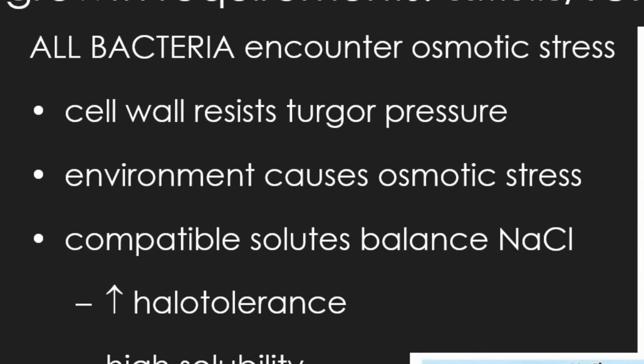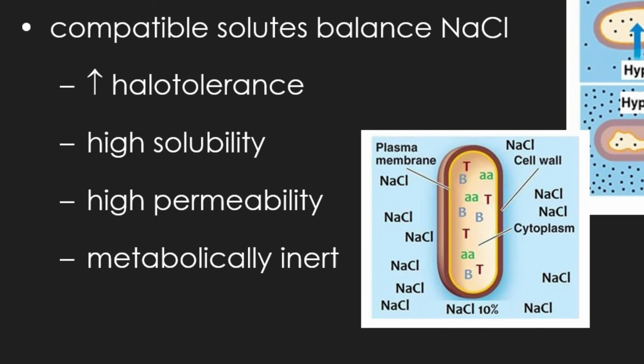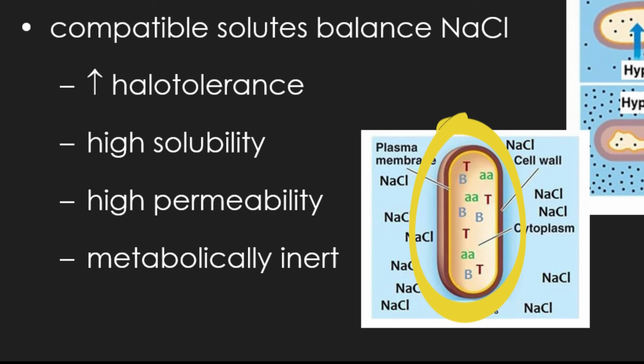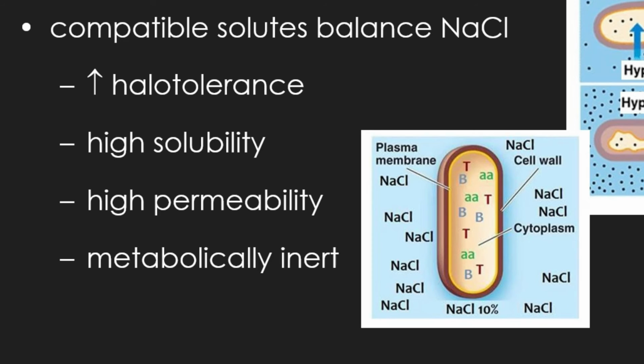So in order to do that, cells will make what are called compatible solutes. And compatible solutes increase the halotolerance of the cell. And they have to have a couple of traits in order to make them work. Number one, they have to have a high solubility in water. So you have to be able to have a lot of these compatible solutes inside the cell that can be dissolved in water. They also need to have a high permeability so that if the osmotic stress changes, they can go outside of the cell.